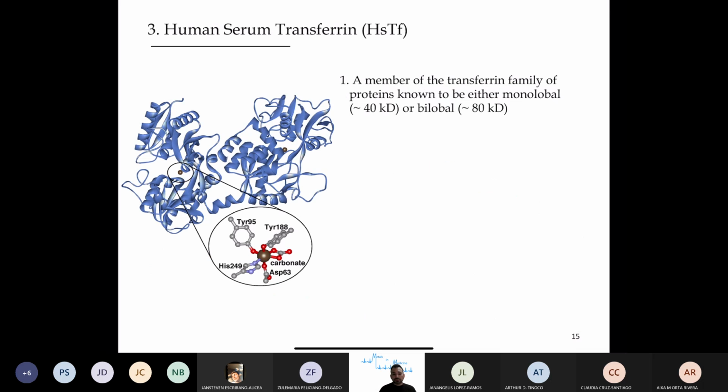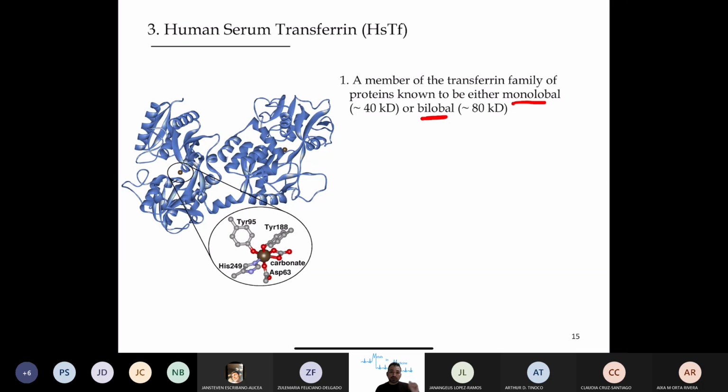All right, so let's talk about then transferrin and how it's enabling this movement of iron so that it's transported. We already talked about the mobilization process. Now we're talking about the transport process. Transferrins are a family of proteins, and they can exist in a monolobal form or a bilobal form. The dominant form today is the bilobal form in most organisms.